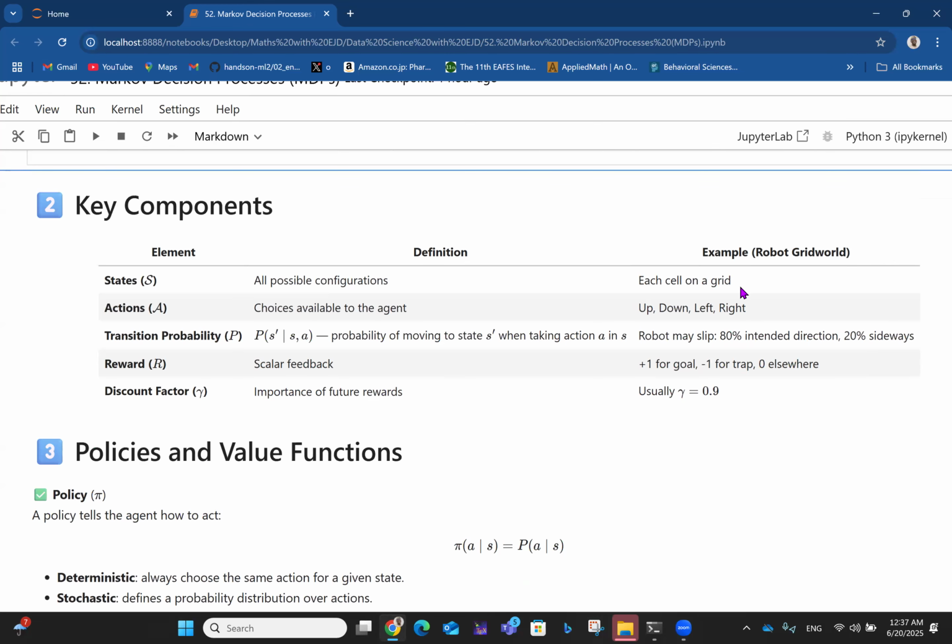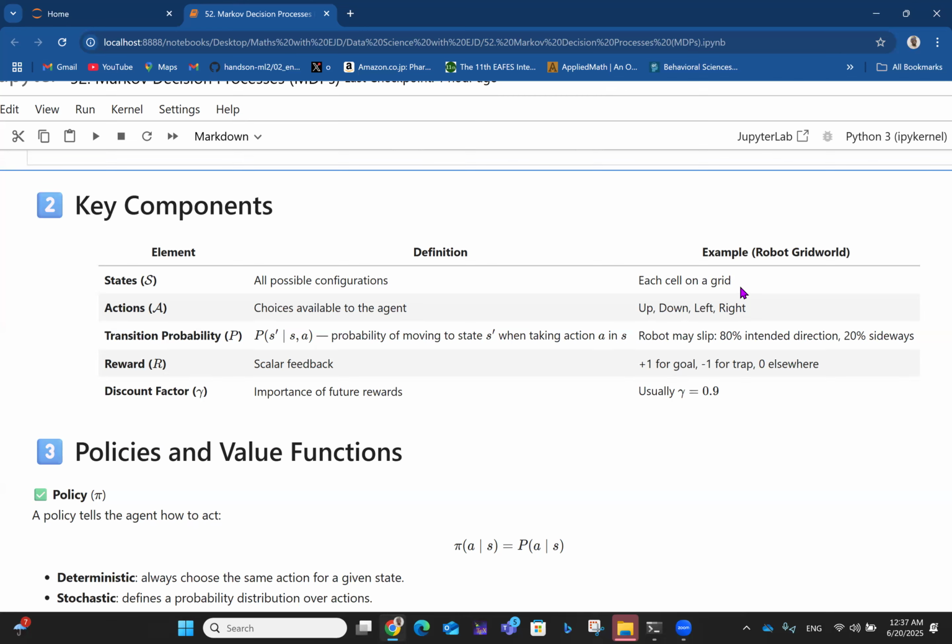So now some key components. We talk about the state. That's all possible configurations, like in the snake game, all possible positions you can be in while trying to eat the food. And of course, in the case of robots, all the possible positions. So the example with robots is grid world, where each cell on a grid is a state. Then the action: those are the choices available to the agent. Like anyone playing the snake game, you can move up, down, left or right, and in the robot grid world that's also true.